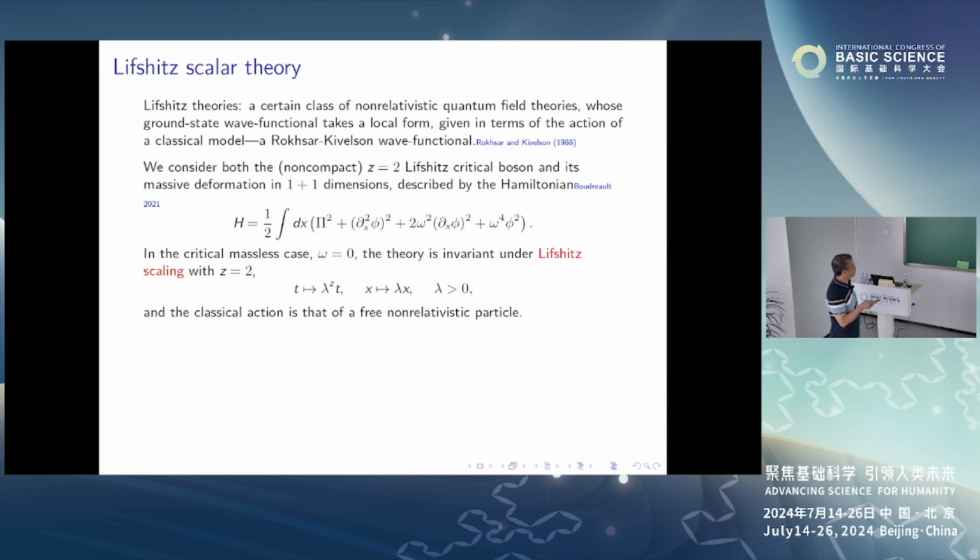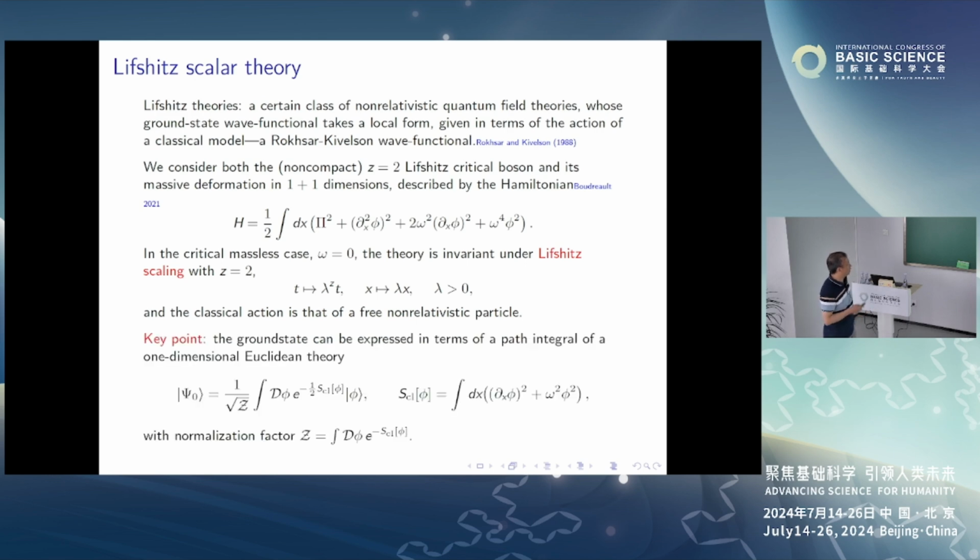So in the critical, massless case, omega equal to 0, the theory is invariant under this Lifshitz scaling with a critical exponent, and the classical action is that of a free non-relativistic particle.